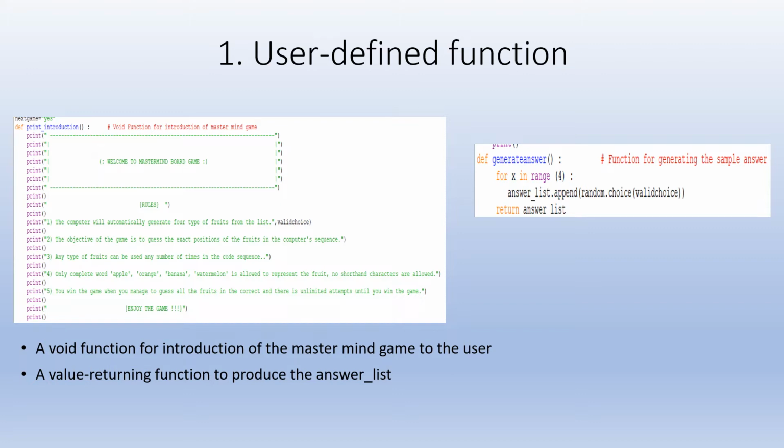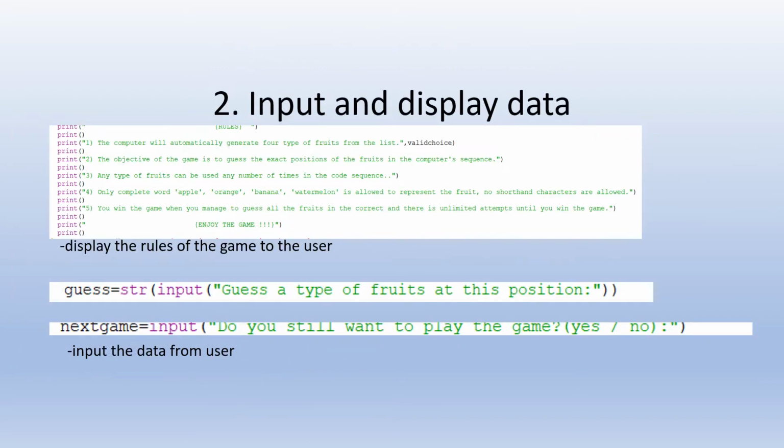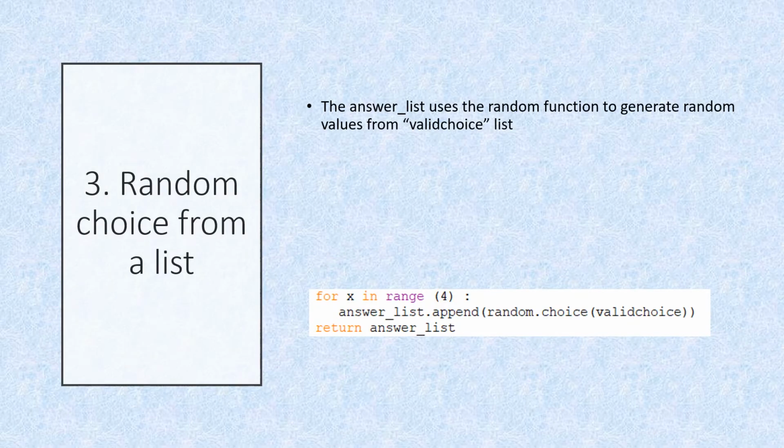First, I have created a void function called pre-introduction and a value returning function called generate answer. Both functions are called at the beginning of the program to introduce the rules of the mastermind game to the user and generate the answer list. Next, the program consists of many input and output functions to get the data from the user and display the introduction and clues to the user. Next, inside the generate answer function, it uses a random choice technique from a list. The answer list uses the random function to generate random values from the valid choice list.